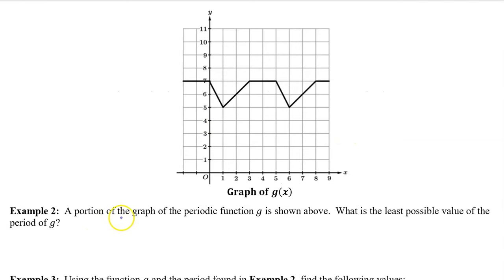Example 2. A portion of the graph of the periodic function g is shown above. What is the least possible value for the period of g? The smallest repeating pattern is we see a horizontal segment followed by a v, and then it repeats, a horizontal segment followed by a v. The horizontal length of the smallest repeating portion of the function is 5, so that's the smallest possible period.